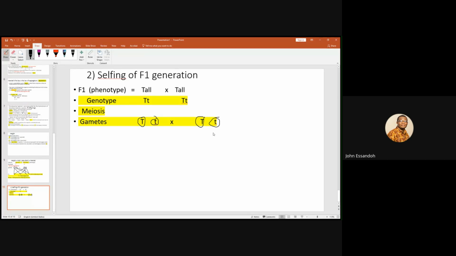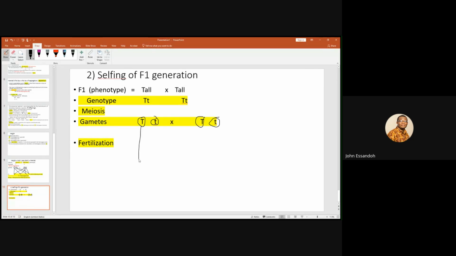So we are going to cross. Where the crossing occurs is the fertilization. So here, fertilization is going to occur. Fertilization. Now let's see.